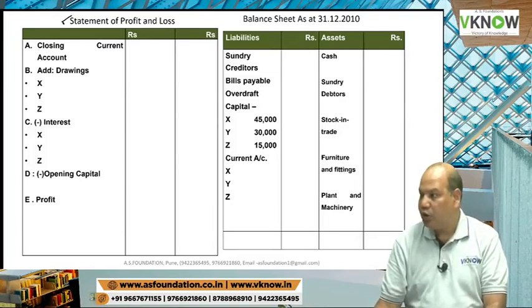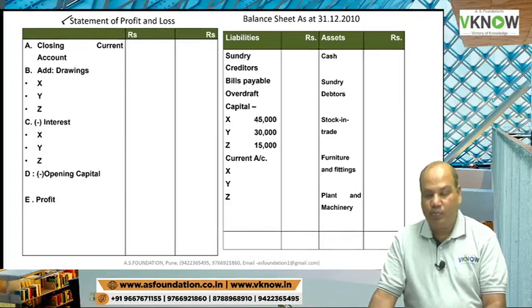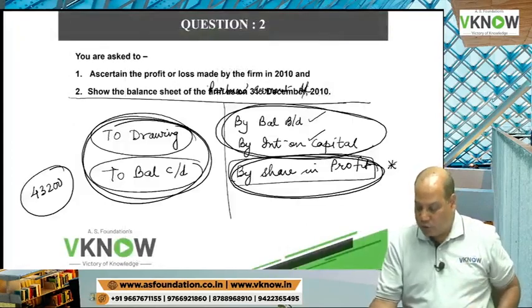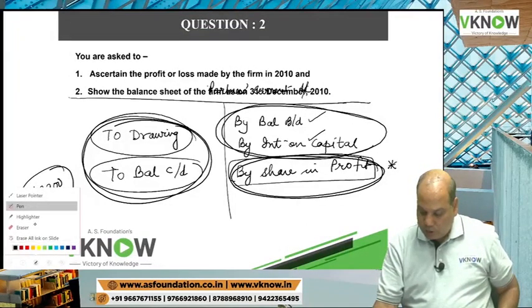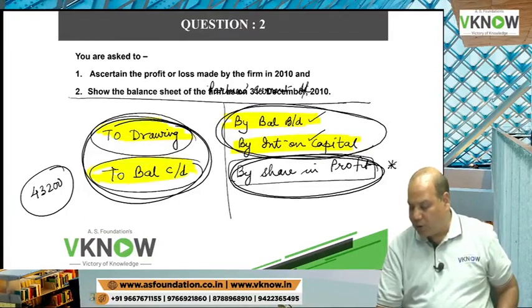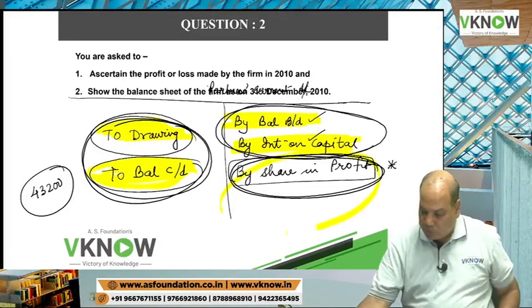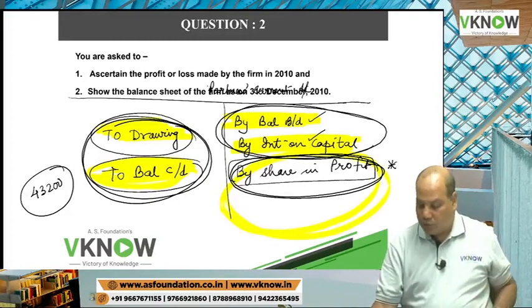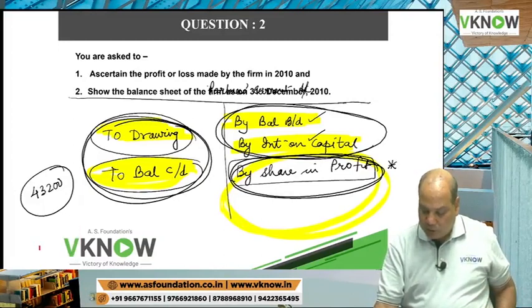This time we will follow a different method. This time we will find out the profit with the help of current account figures. I have told you here, we have opening balance of all three partners, we have interest on capital, we have drawing, and we can find out the closing balance from the balance sheet. So the missing figure will become total profit. So in the calculation what I have done, I am explaining and then you will write.